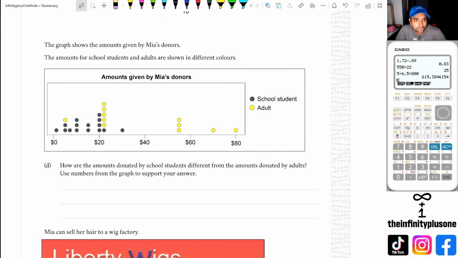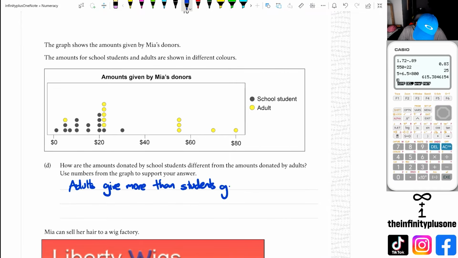We've got the graph that shows the amount given by Mia's donors. How are the amounts donated by school students different from the amounts donated by adults? All right, so let's have a look at the graph here first. Looking at the graph, you can see the yellow dots are quite at the far end. So we can already see that the adults generally give a lot more than the school students. So we're going to say that adults give more than students generally, or whichever way you want to write it. But we still need to give some sort of supporting evidence, right?